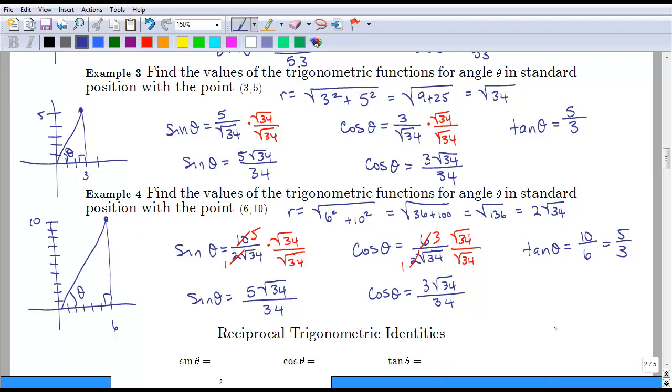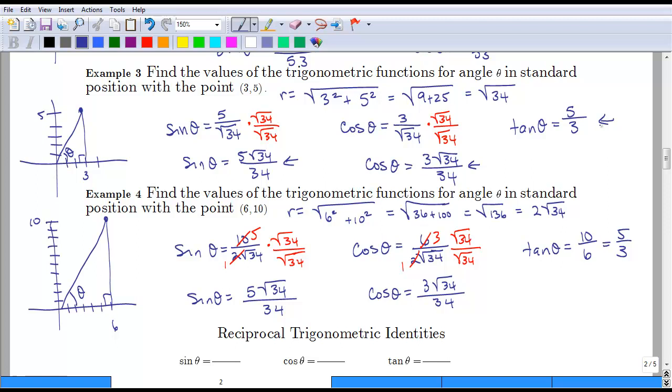And we want to make sure that we reduce this so we can reduce fractions later, because as you see when we get to sine of theta, we have 10 over 2 root 34. Again, we rationalize and simplify, and we end up with 5 root 34 over 34, which is the same thing we had up here. Cosine of theta is, again, 6 over 2 root 34, which reduces to be 3 root 34 over 34. And again, that ends up being the same thing we had up here. And the tangent of theta ends up being 5/3, which is the same that we had up above.